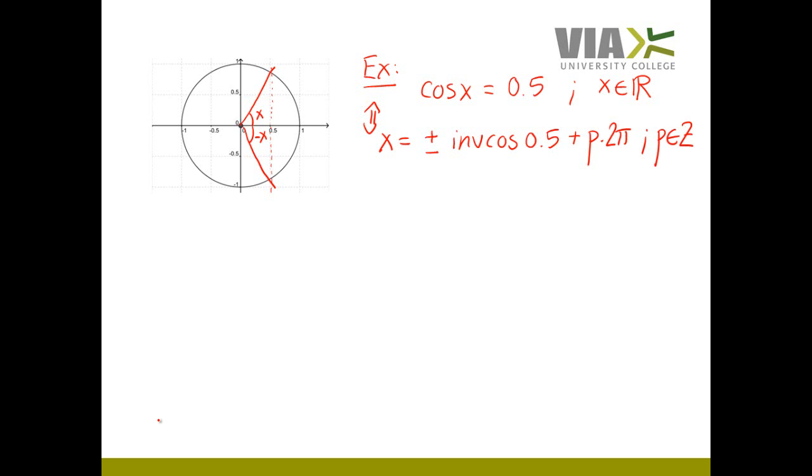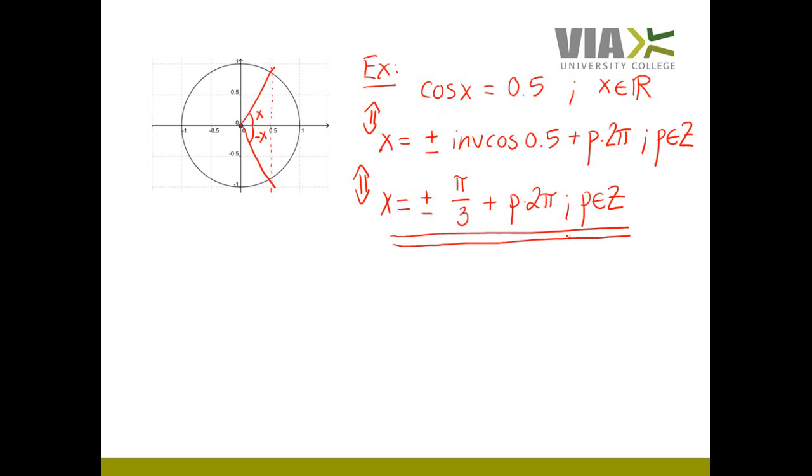All right, so now we're almost there. We just need to calculate what is inverse cosine 0.5. That is equal to pi divided by 3. So the total solution to cosine x equals 0.5 must be x equals plus minus pi over 3 plus our period p times 2 pi, and p is one of our integers. So that is the total solution to cosine x equals 0.5.